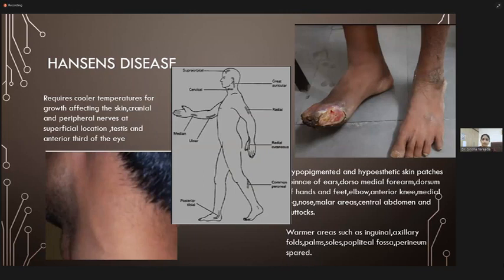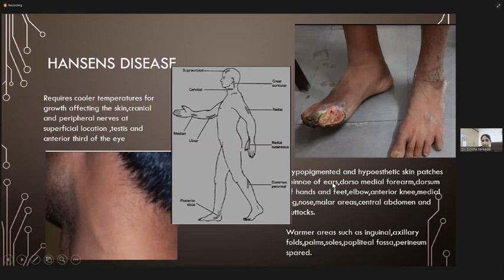The other entity which you commonly see is Hansen's disease, which we all know is a disease of small nerve fibers. Mycobacterium leprae has a predilection for Schwann cells, and it causes neuropathy, particularly small fiber neuropathy. It requires cooler temperature for growth, and it targets the skin, and the cranial and peripheral nerves at superficial locations. In the testis, it can cause orchitis, and it also affects the anterior third of the eye. So it has a predilection towards the cooler areas of the body.